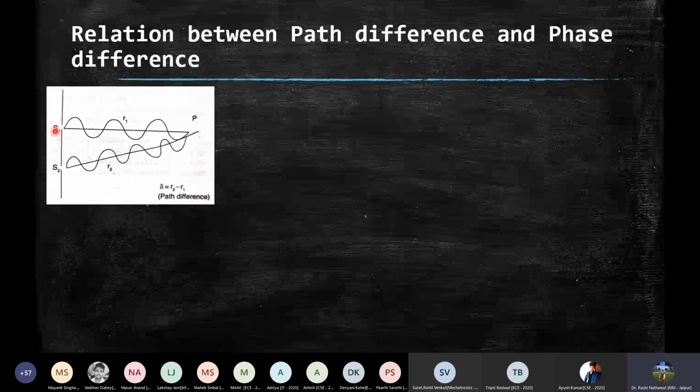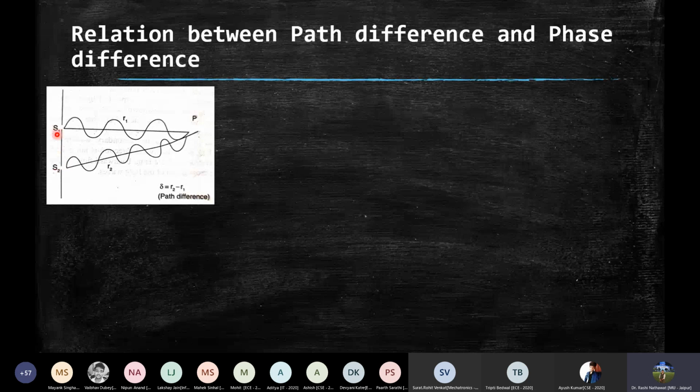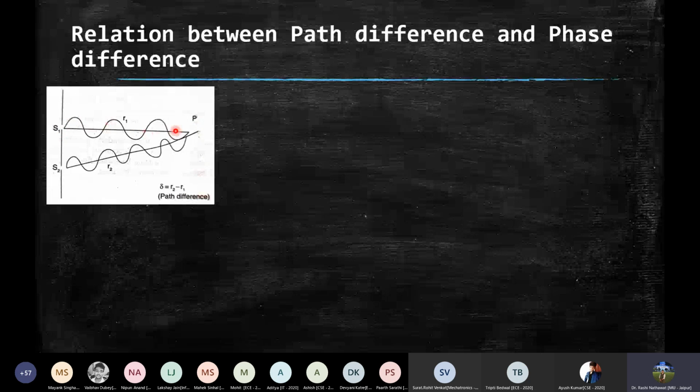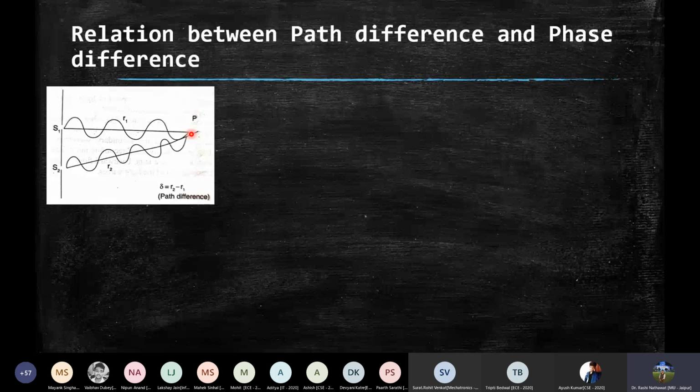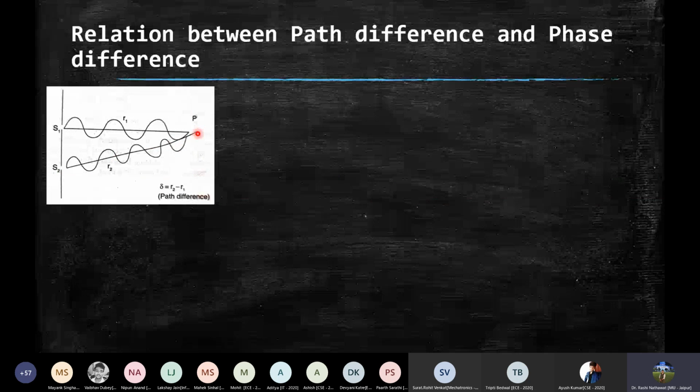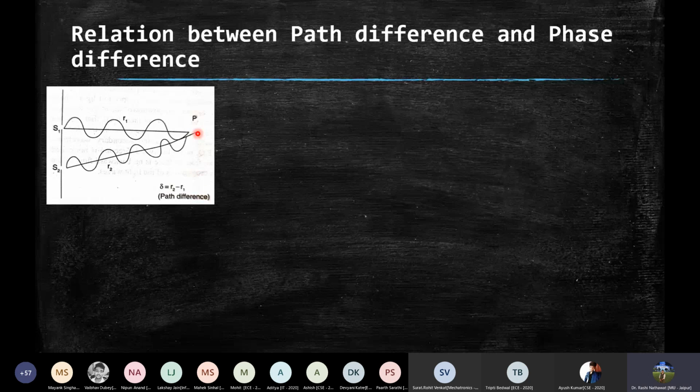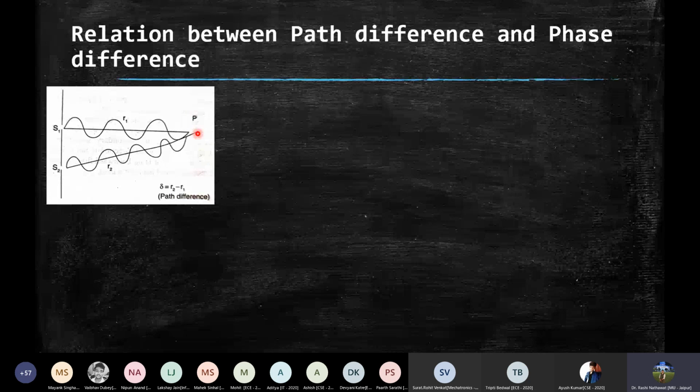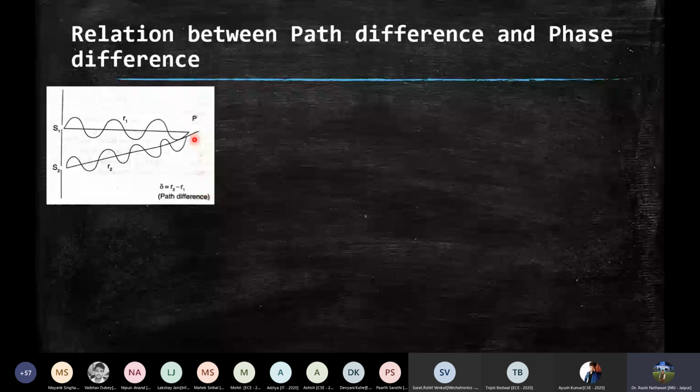Here there are sources S1 and S2, very near and identical. The wave is coming from source S1 and reaching point P. The distance traveled by this wave is R1, and the distance traveled by the wave coming from source S2 is R2, and both are reaching point P. It is clear from the position of the crest or trough of the wave that the path difference between the two waves is equal to the wavelength.